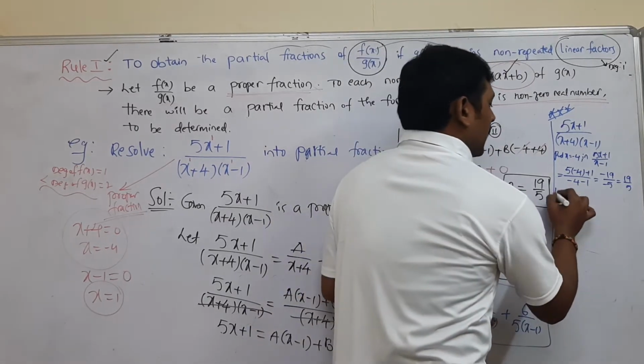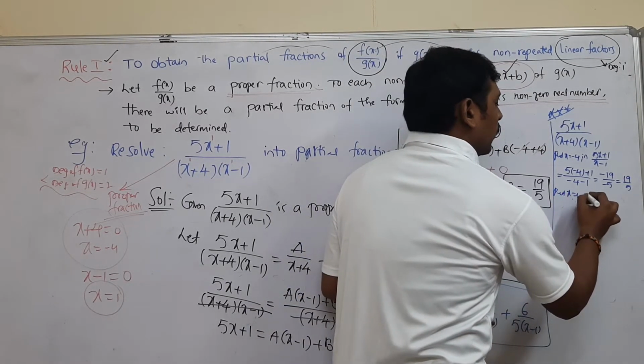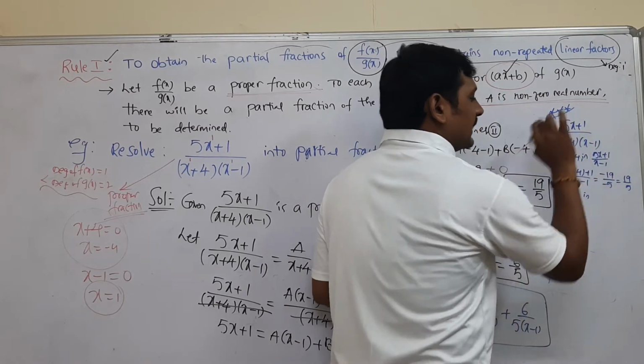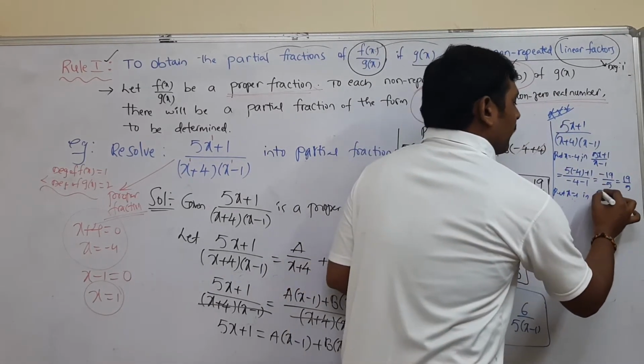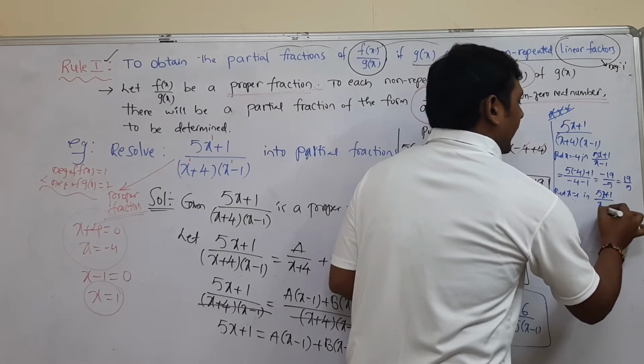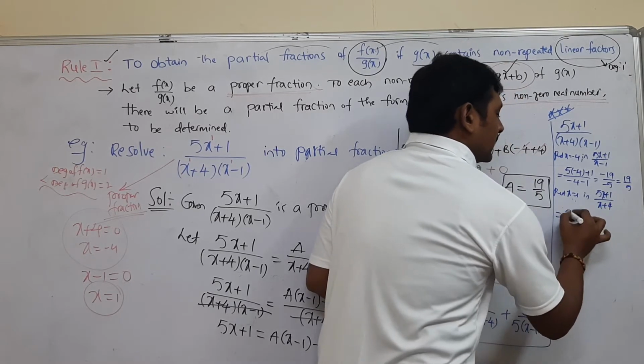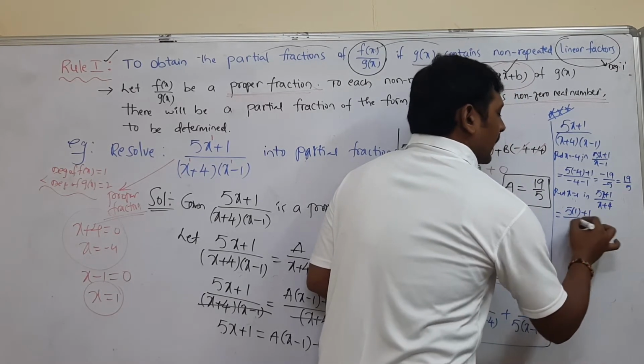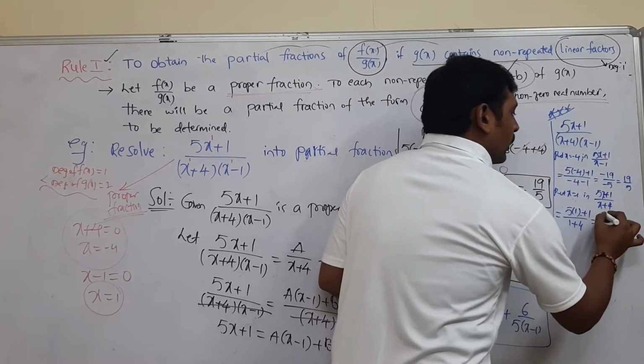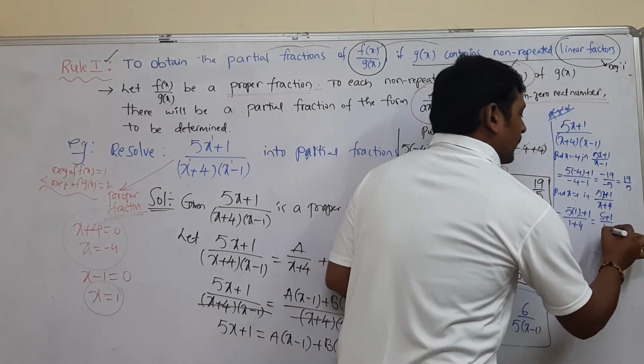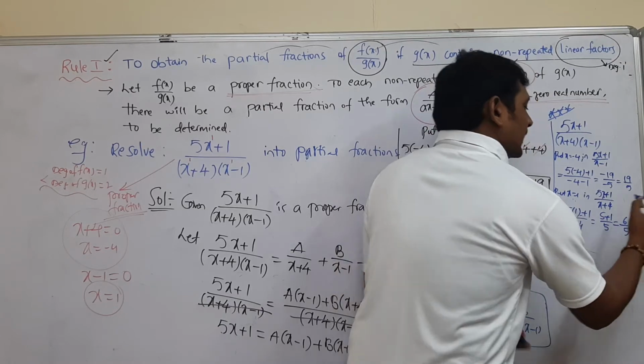And similarly, put x equals 1. Other than this factor, the remaining we need to keep. So 5x plus 1 by x plus 4, which is equal to 5 into 1 plus 1 by 1 plus 4, which is 5 plus 1 by 5, nothing but 6 by 5.